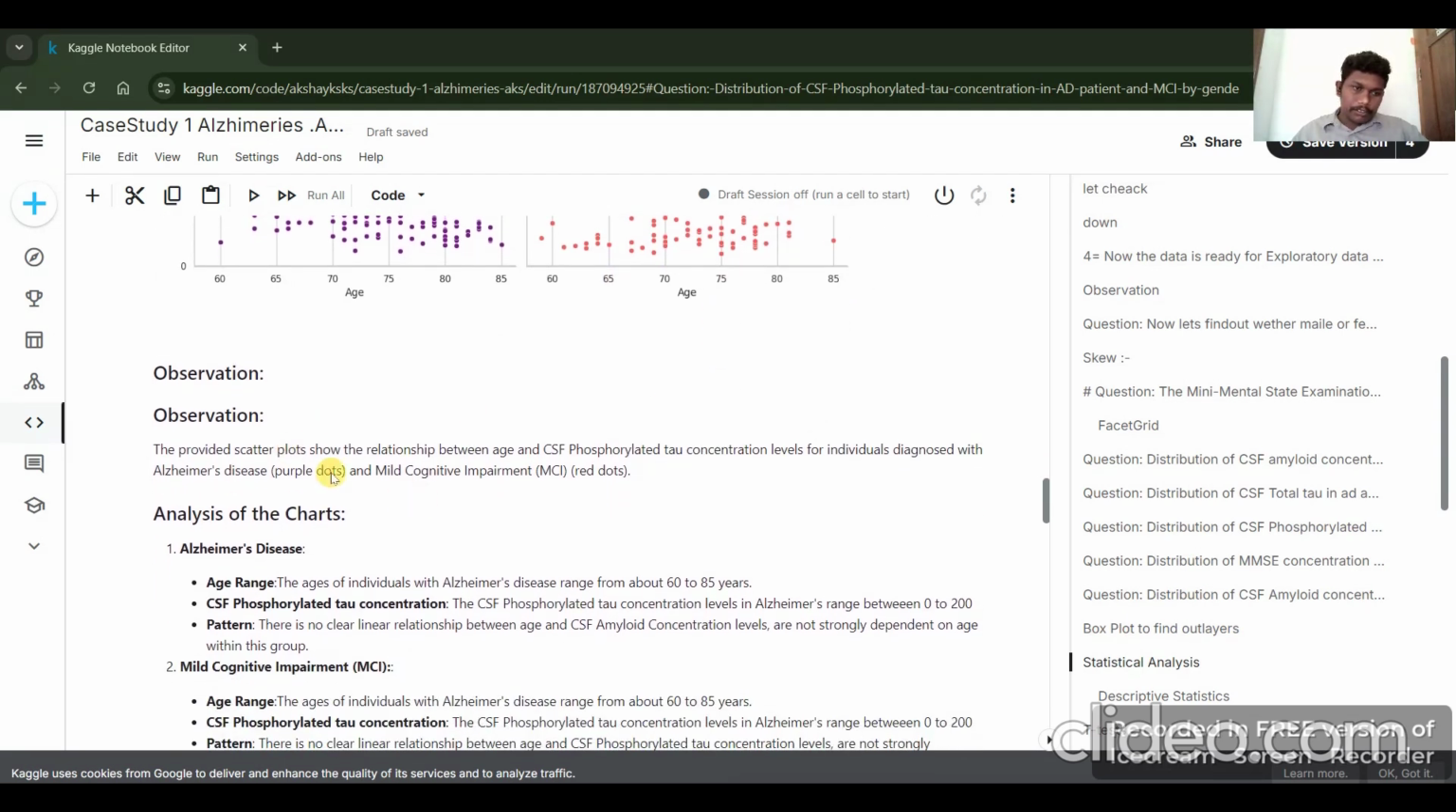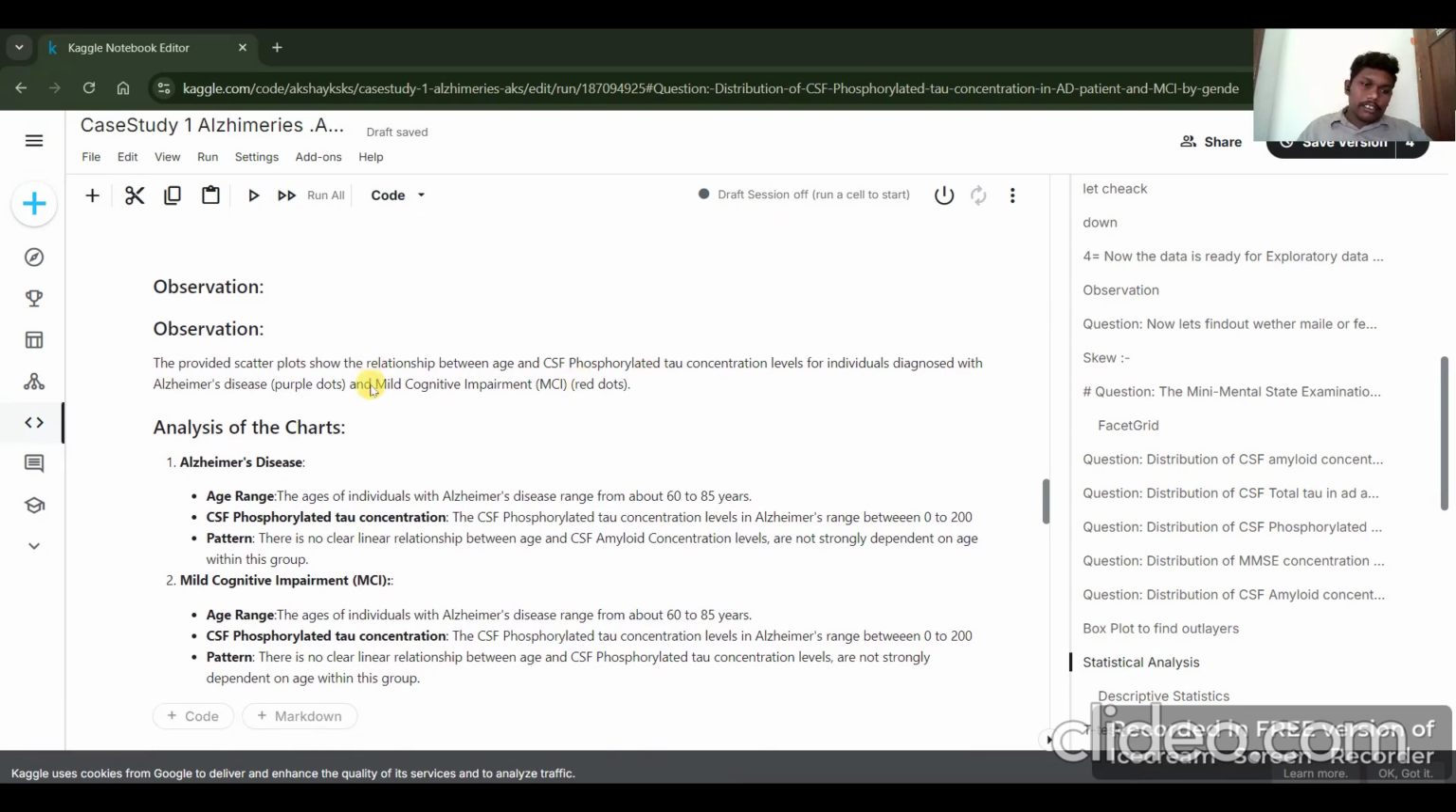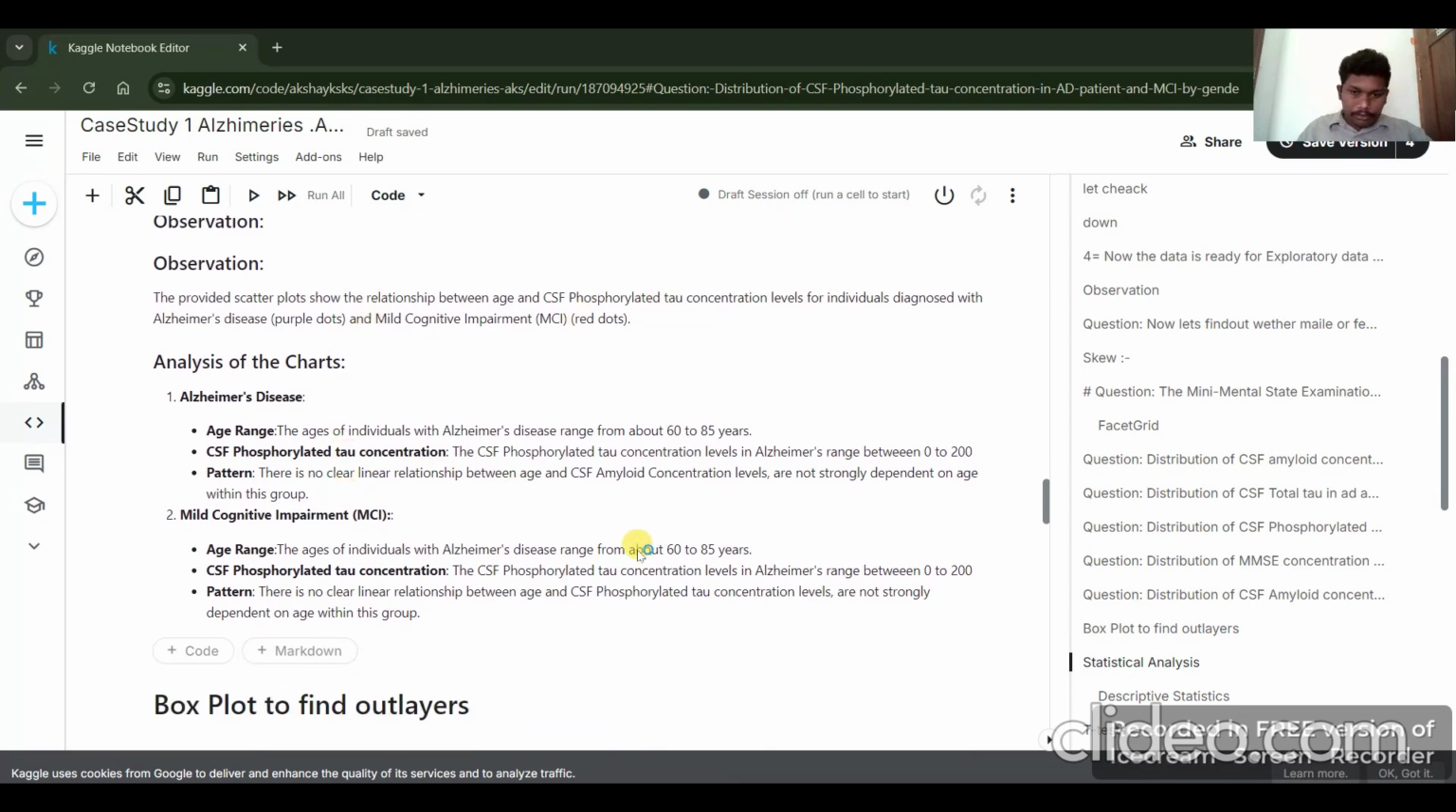MCI. The scatter plot shows the relation between age and CSF phosphorylated tau concentration levels for patients diagnosed with Alzheimer's disease. Purple dots are Alzheimer's disease and red dots are mild cognitive impairment, MCI. In this chart, Alzheimer's disease phosphorylated tau concentration lies in the range between 0 to 100.